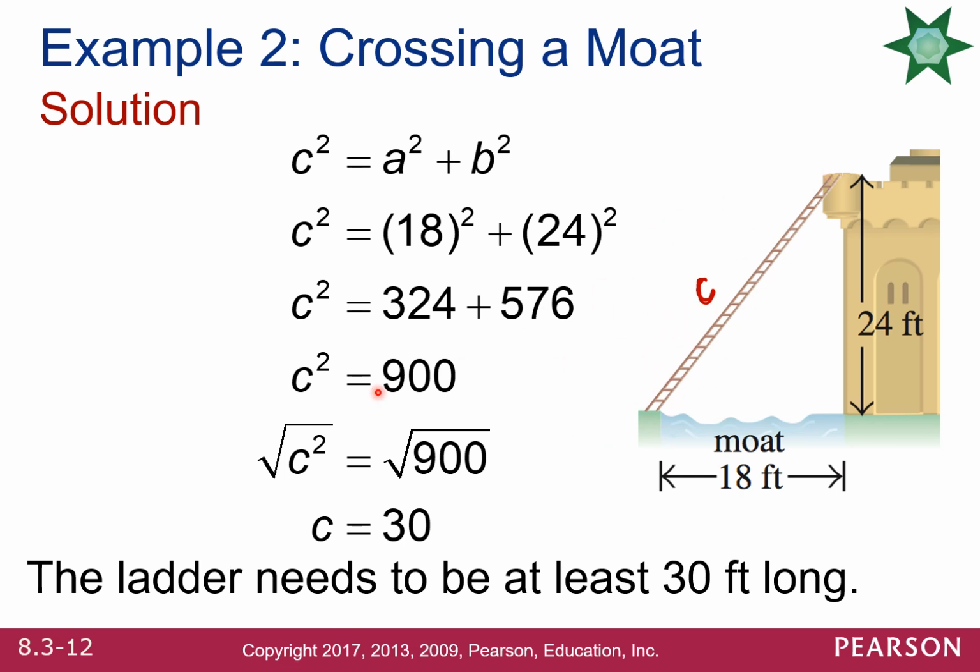So in order to take out the squared, we take the square root of both sides. So if c squared is 900, then if you take the square root of both sides, you'll end up with c equals the square root of 900, which is 30. So the ladder needs to be at least 30 feet long in order for a person to go all the way up to the top of the castle.